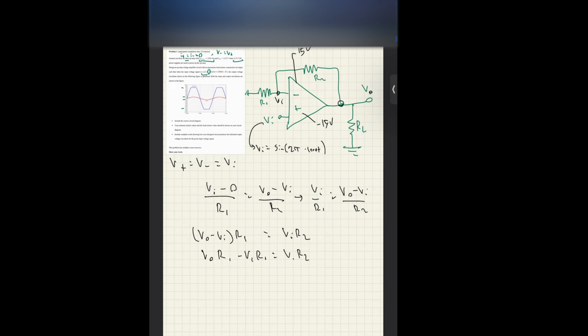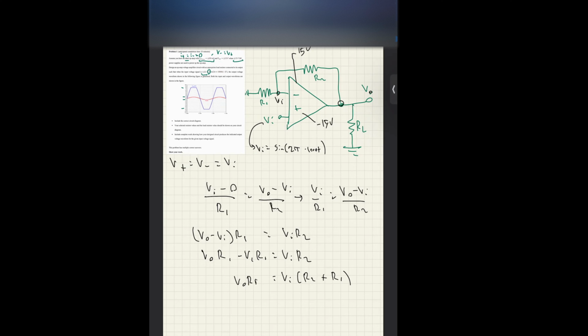We can move things around now. Say that Vi R2 is equal to this. Now we can factor this out. Sorry. I think I made a mistake. Yeah, Vo R1, okay, and Vi R2. Let's just rewrite the next line. So that means Vi of R2 plus R1 is equal to Vo R1.